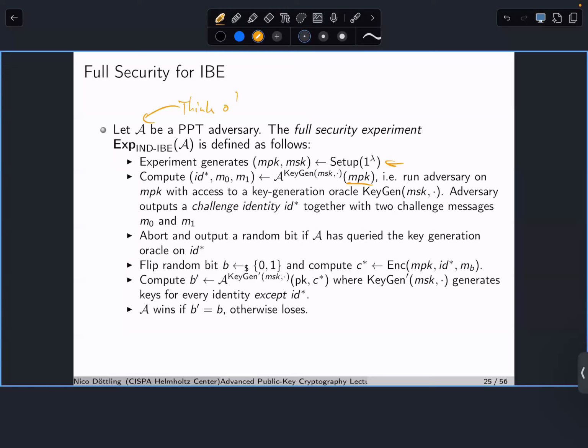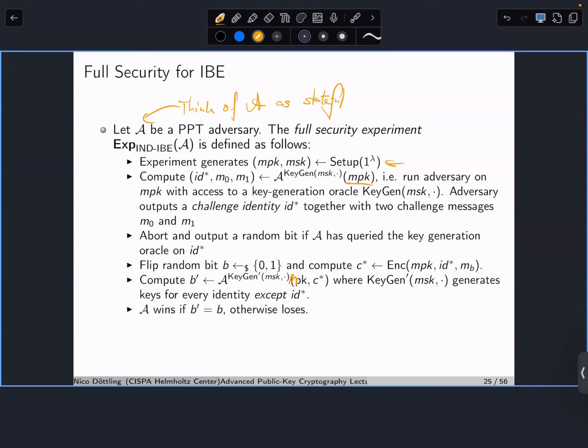Think of A as stateful. Yeah, the adversary gets this information. Oh, PK, it should be MPK. Good. The adversary gets again this stuff and the challenge ciphertext, and again access to a key generation oracle.